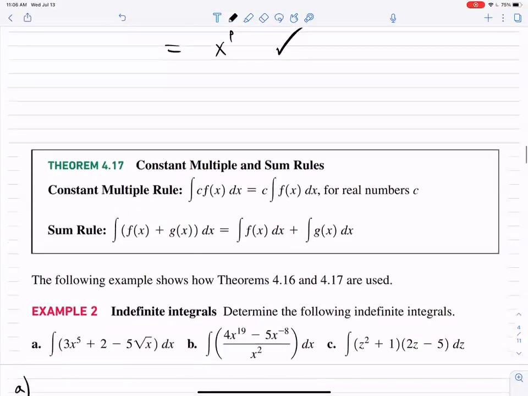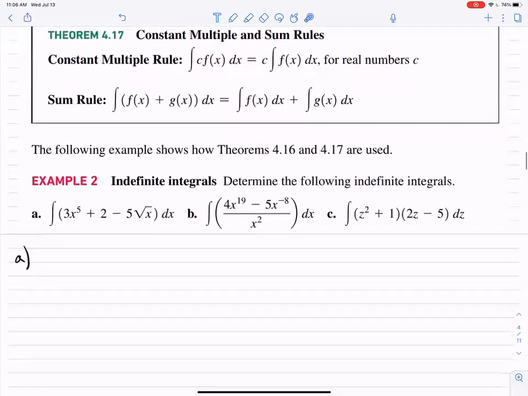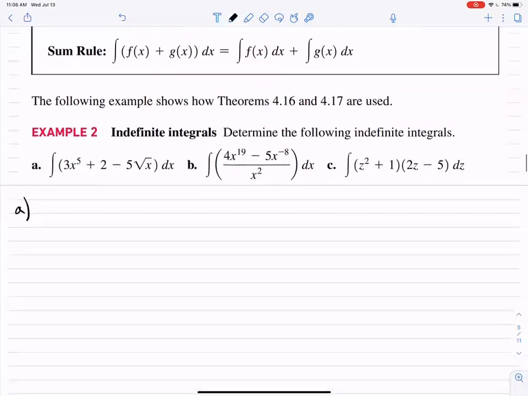We also have the constant and sum rule. If you do an indefinite integral of a constant times a function, you can pull the constant out. And if you take the antiderivative of two functions being added together, you can take their antiderivatives separately. Let's put all these rules together and try and do this.